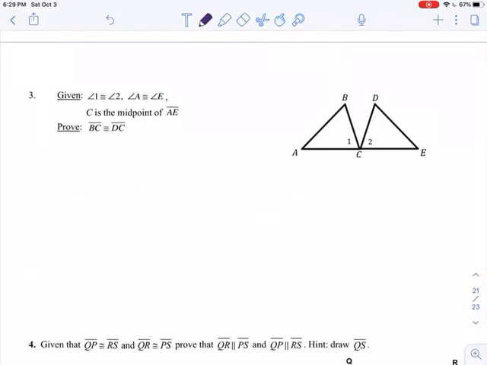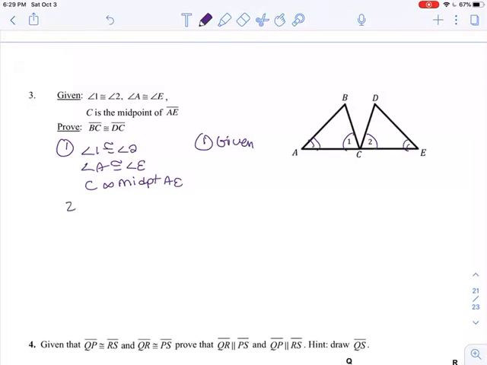Next up, again, pause the video, see if you can try this on your own. I know that angle 1 is congruent to angle 2, and angle A is congruent to angle E, and C is the midpoint of AE. So far, the first 2 are just some basic proofs to make sure that we're good with everything that we are doing. I'm marking my diagram. Angle 1 is congruent to angle 2. Angle A is congruent to angle E. And C is the midpoint of AE.